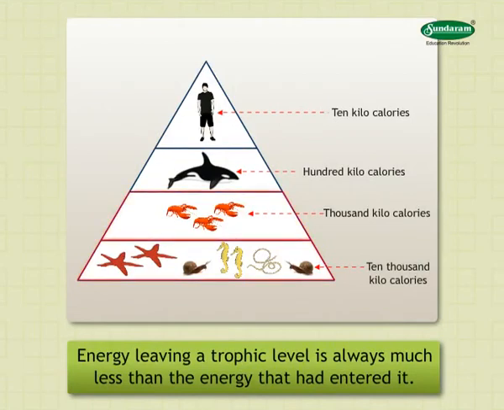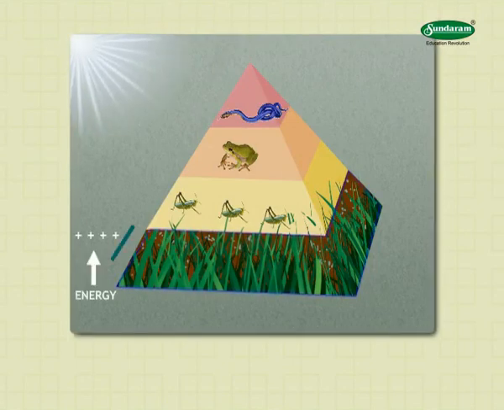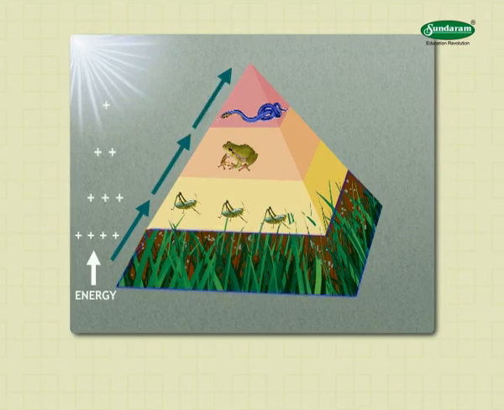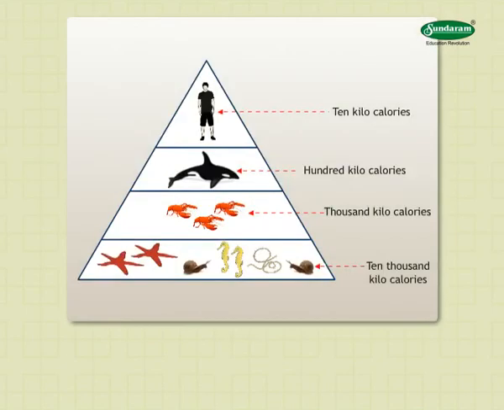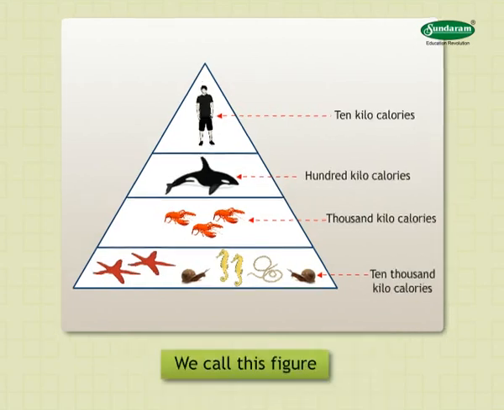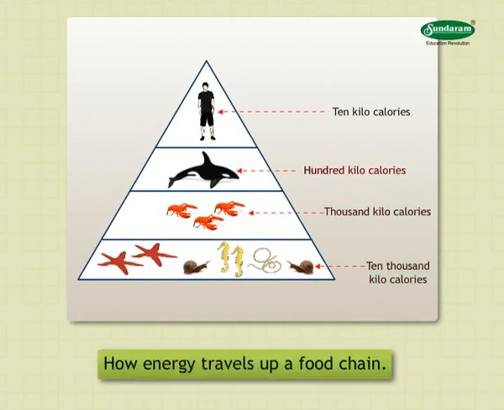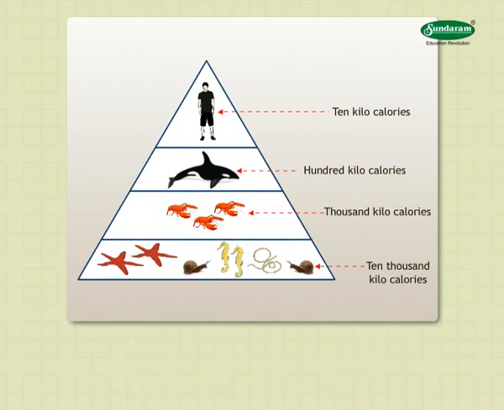Energy leaving a trophic level is always much less than the energy that had entered it. That is why, if the total energy trapped from sunlight by a producer and the quantity of energy that gets passed on to each trophic level thereafter is diagrammatically represented, a pyramidal figure is formed. We call this figure an energy pyramid. It shows us at a glance how energy travels up a food chain.